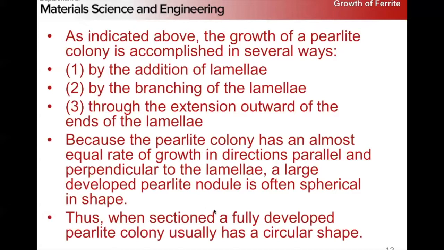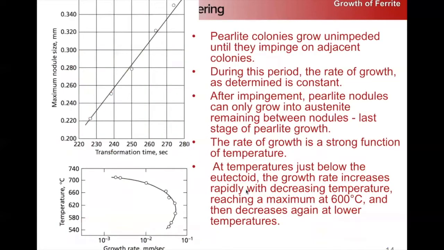Basically, the pearlite colony has an equal rate of growth in directions parallel and perpendicular to the lamellae because we have these different growth mechanisms. We end up with a pearlite nodule that is basically spherical in shape, and when we section it, it usually looks like a circle. Okay. These pearlite colonies will continue to grow until they impinge upon adjacent colonies. And so during this time, before impingement, the rate of growth is basically constant.